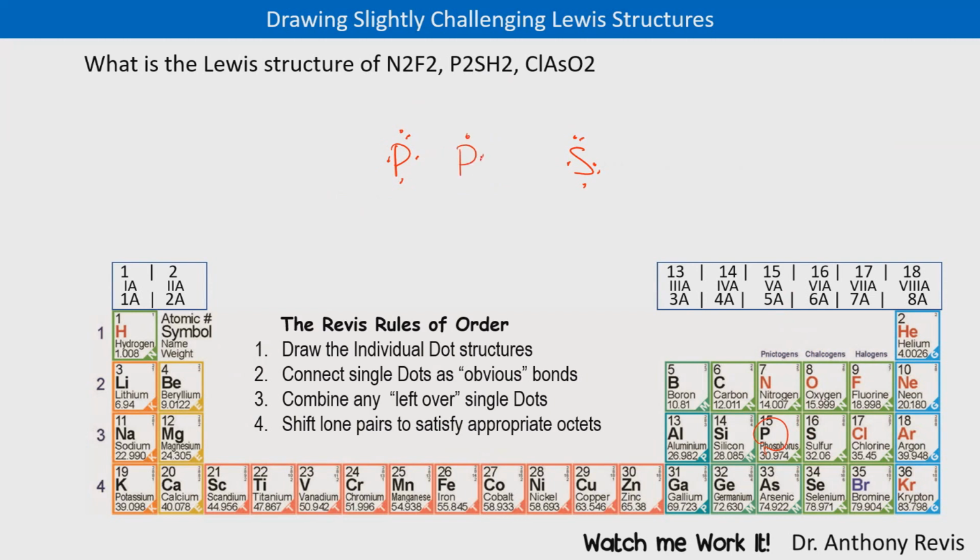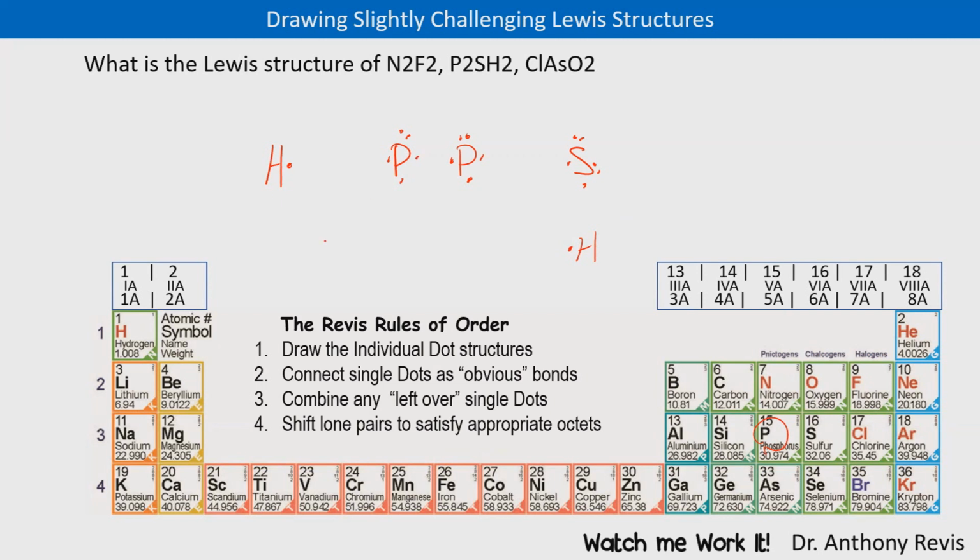Okay, 1, 2, 3, 4, 5, 4, 5. Now, I have hydrogens here. So hydrogens are always peripheral atoms, so I'm going to just put them somewhere on the outside. They're not going to be next door. They can't bond together. That destroys the single dots.